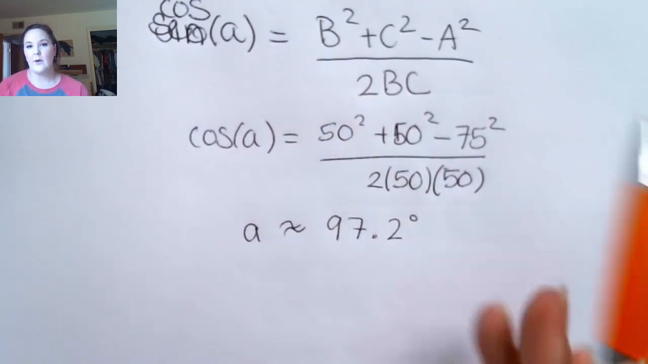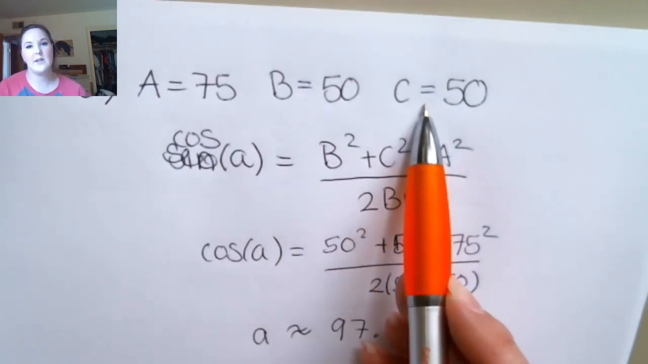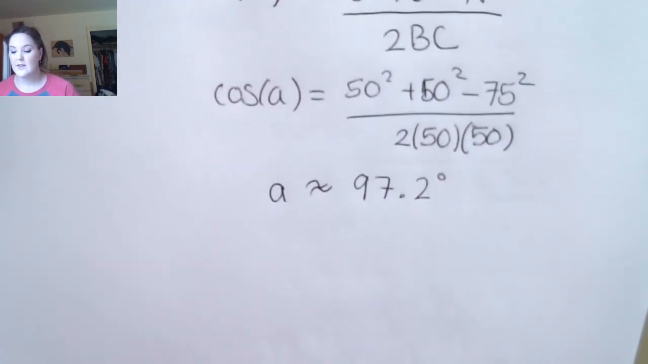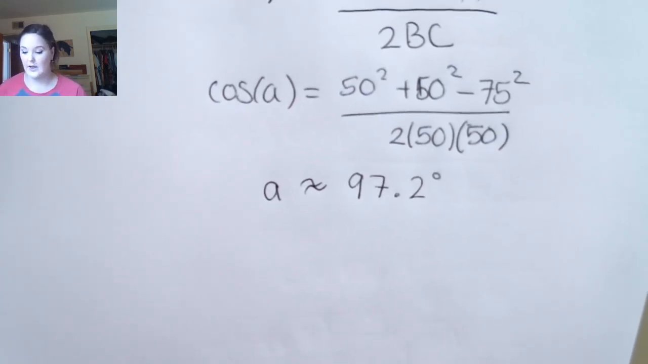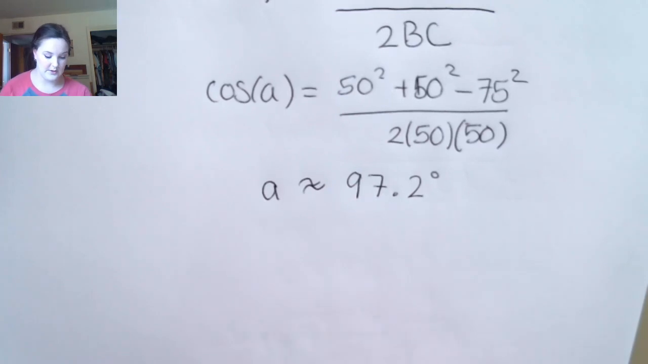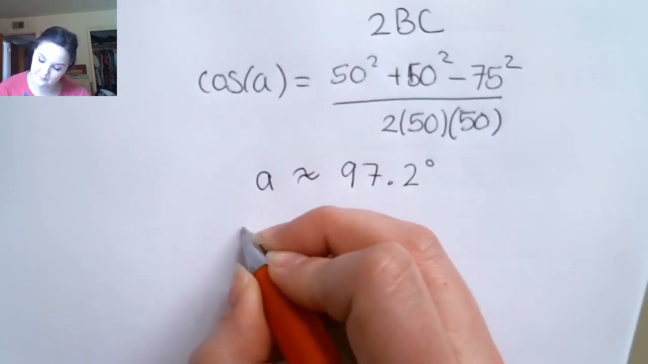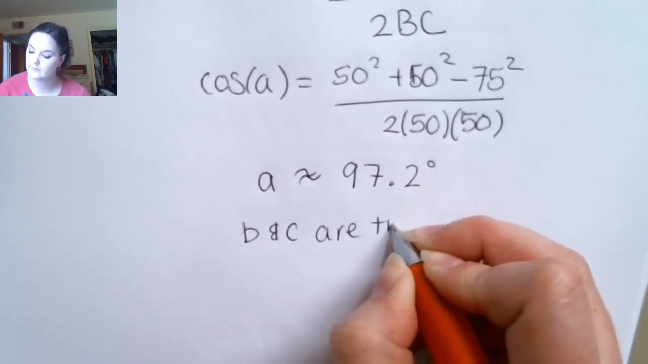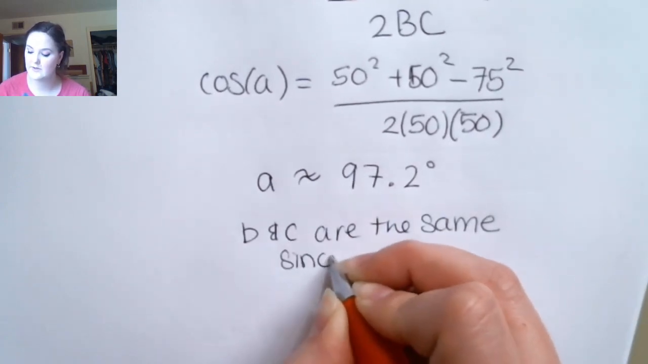Okay, now I want to point out something about this example. Side B and side C are the same length, right? This is an isosceles triangle, okay? That means that angle B and angle C are the same, okay? So, okay, we know that B and C are the same since this is an isosceles triangle.